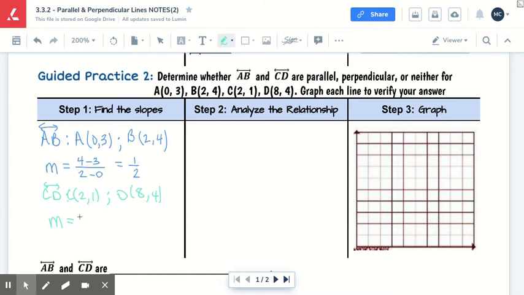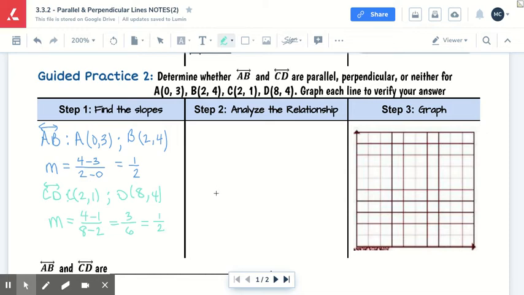So the difference of the y's, 4 minus 1, y2 minus y1. And then the difference of the x's, so that would be x2 minus x1, 8 minus 2. And then when I subtract there, 4 minus 1 is 3, 8 minus 2 is 6. 3/6 is a fraction that can be reduced, so I'm going to go ahead and reduce it. Both the numerator and denominator are divisible by 3, so that gives me 1/2.